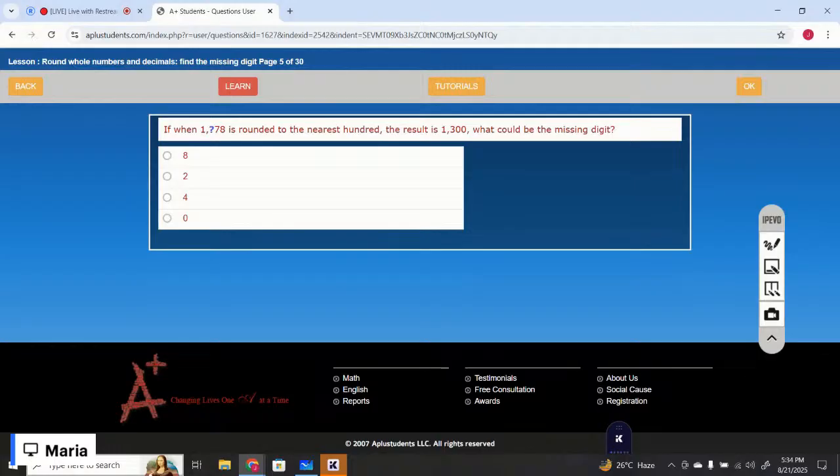When 1000, the missing digit, 78 is rounded to the nearest 100, the result is 1300. What could the missing number be? The missing number is 2 actually, right? Because right after the missing digit we have 7. So it would be 2, because 7 is greater than 5, so you need to round up. So it must be 2. When you round it off, it would be 1300.